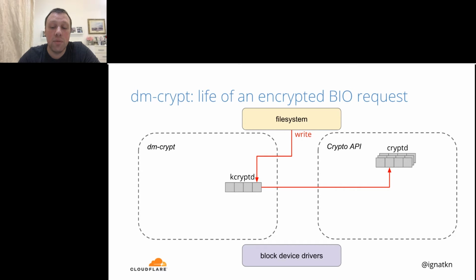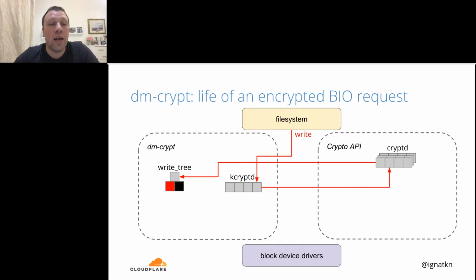So at some point, the crypto API processes the request, encrypts the write request and returns back to dm-crypt. But again, dm-crypt does not immediately submit the encrypted bio request to the block device driver.